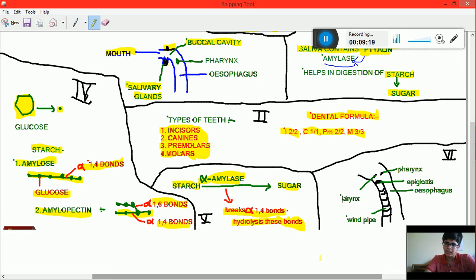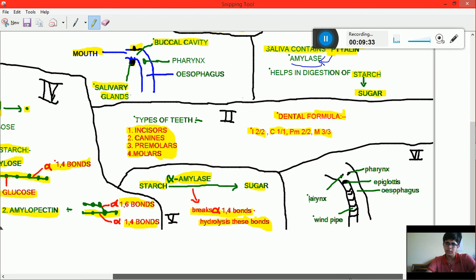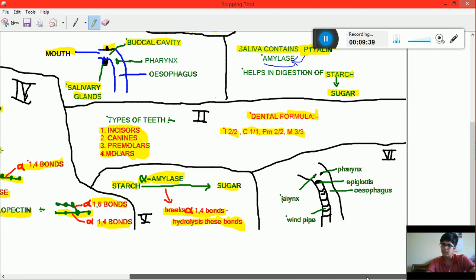So that's why the full digestion of starch doesn't take place in our buccal cavity, because that amylase cannot hydrolyze alpha 1,6 bonds. So after the food goes from our buccal cavity to the esophagus with the help of the pharynx. Now let me explain this structure. Basically, this is a very important structure. I am going to explain it now.